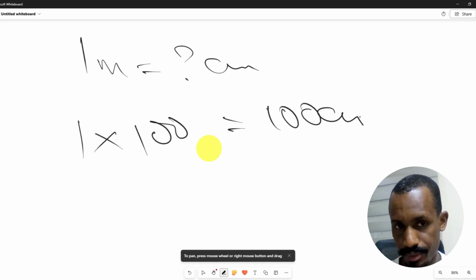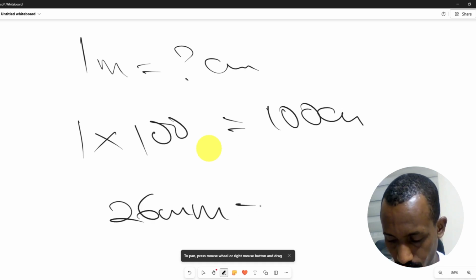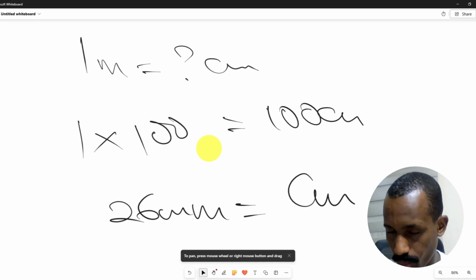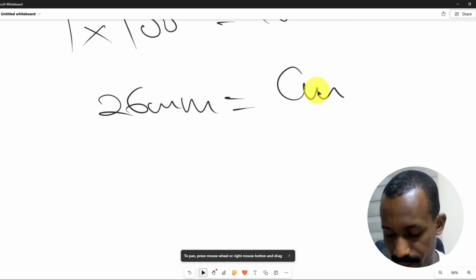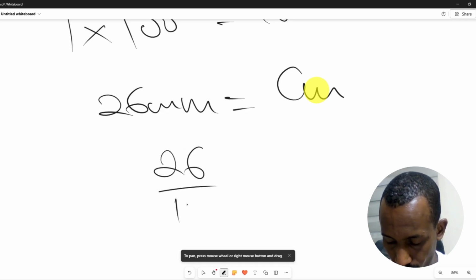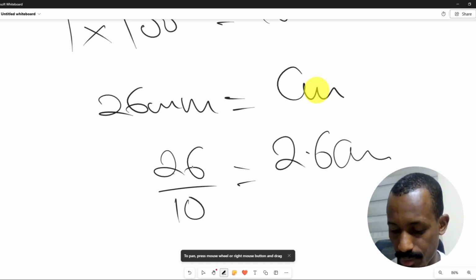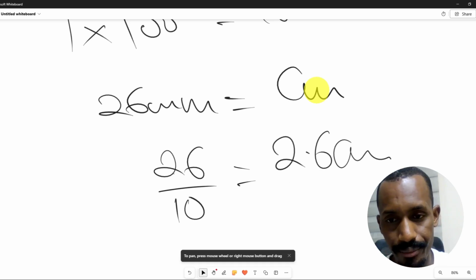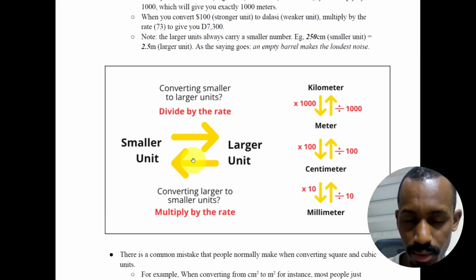All right, so that's what I'm saying here. The same thing with millimeter. If you have, let's say, 26 millimeters, and you want to convert it to centimeters, what do you do? What is the rate? It's 10, right? Sorry, you divide, because this is smaller than this. You divide by the rate. So you say 26 divided by 10. That is going to give you 2.6 centimeters. All right, so that means that 26 millimeters is 2.6 centimeters. So it's something that you have to know as well.